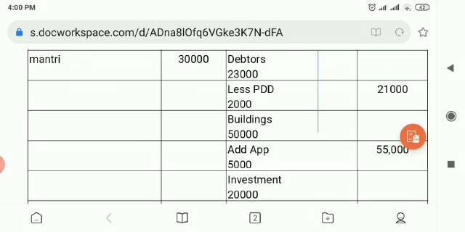Now students, some of them had asked me, if there is a revaluation loss, what will happen? If there is a revaluation loss, the debit side of the revaluation will be more. It means you will get the difference to the credit side. When you get the difference to the credit side, the loss of the revaluation will appear to the debit side of the partner's capital account.